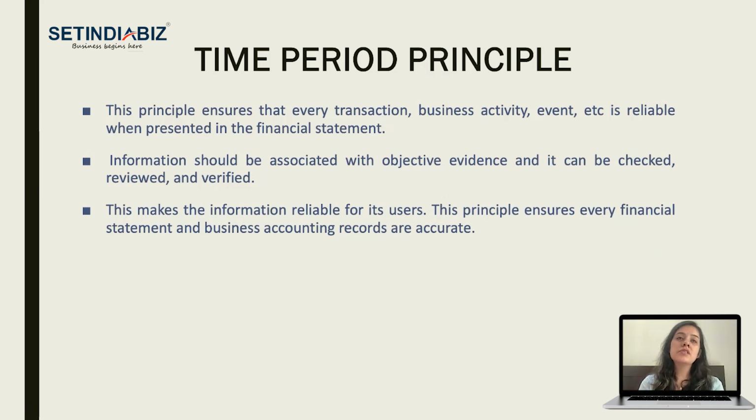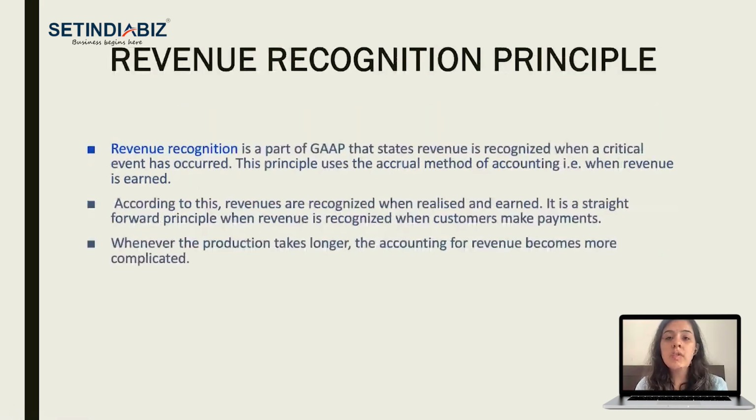So time period principle means whatever transactions occur during this financial period will hold place in the financial statements. Any payment, any income that is due after 31st March will be recorded in the next financial year. So we basically take a period of 12 months, right? Now we move to the next principle, revenue recognition principle. Now, what is revenue recognition principle?